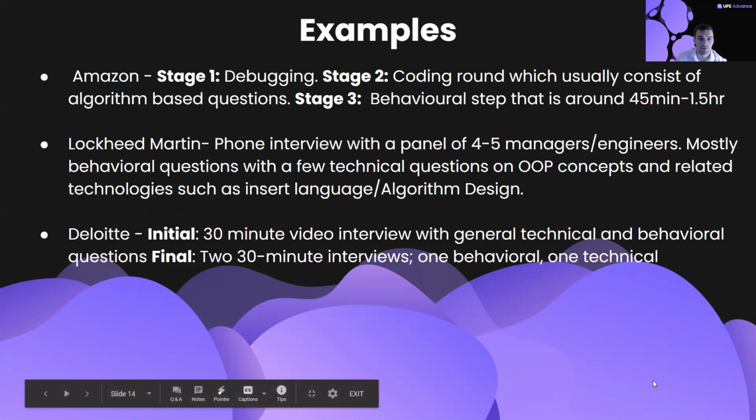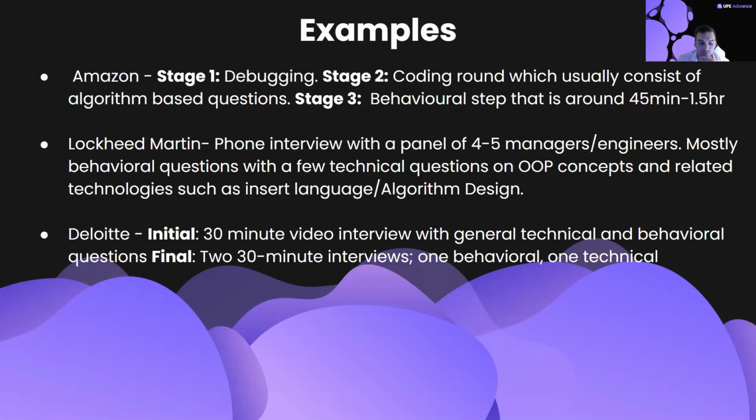And yeah, Amazon first round debugging, not too bad. Once you've finished the debugging questions, which is around like 10 questions, again, automated system.